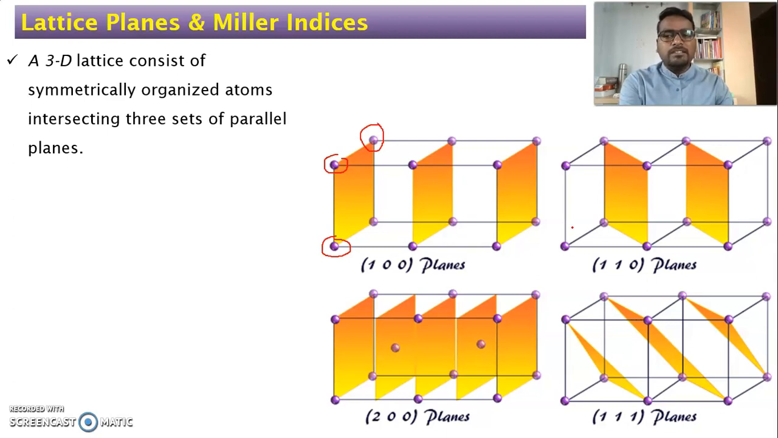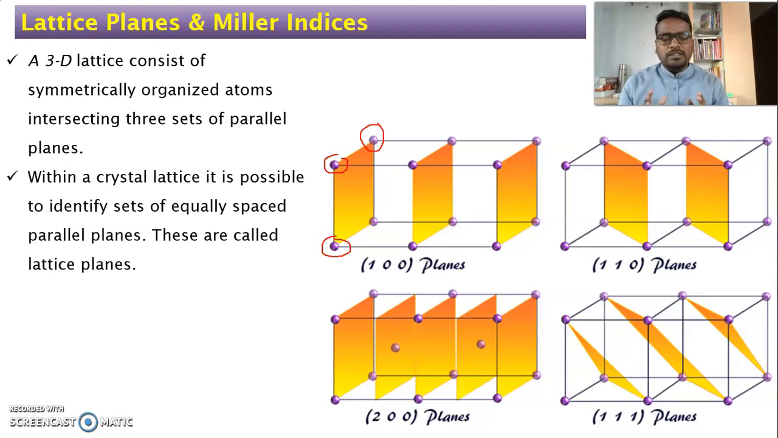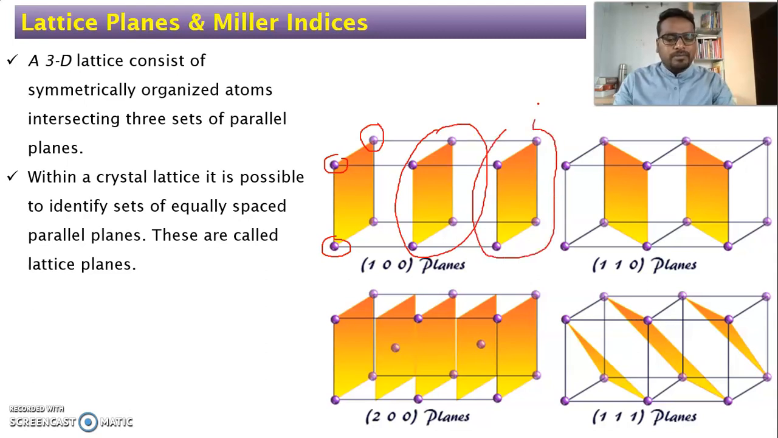So these planes are parallel and they intersect at various positions on the crystallographic axes. They form parallel, equidistant planes. So within a crystal, these lattice points undergo various arrangements and form equally spaced parallel planes. These planes are called crystal planes. So these are called crystalline planes.